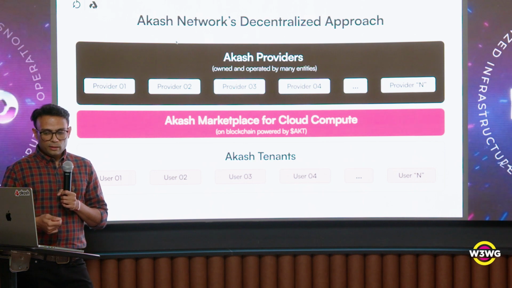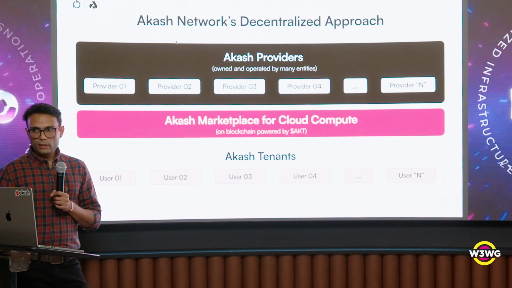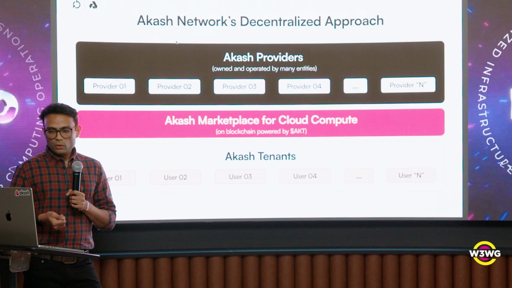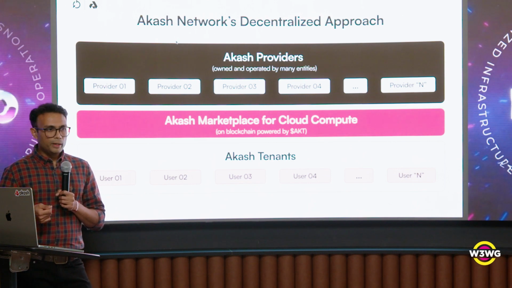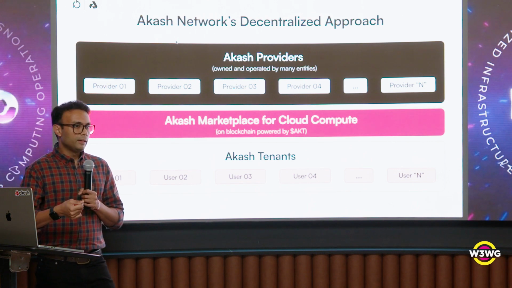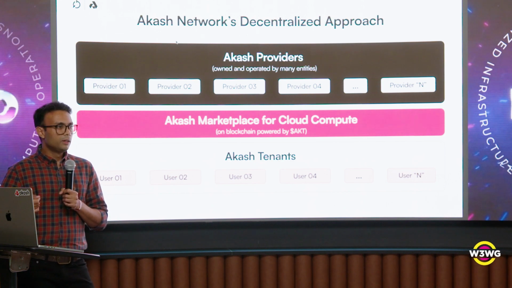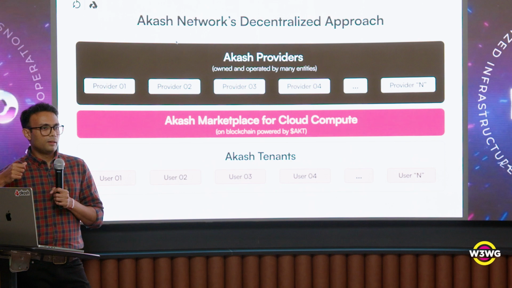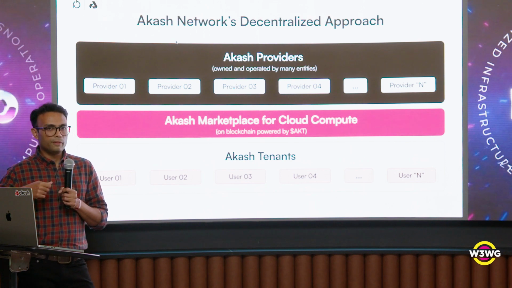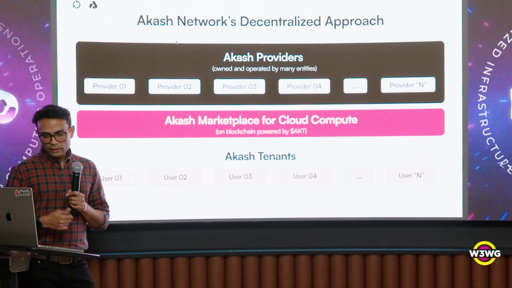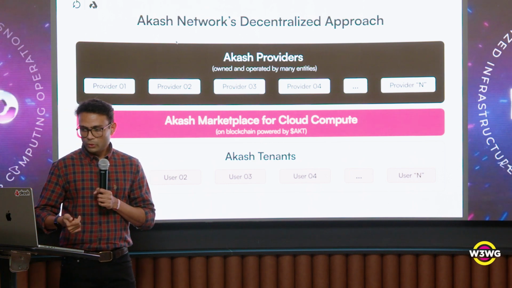And then further, by leveraging a blockchain, essentially our own app chain running on Cosmos, we're able to negotiate these leases really quickly and store all the lease information on the blockchain. That's how we leverage a blockchain to solve the problem of a lengthy contract negotiation process and having to do that over and over again. So that's essentially the Akash Marketplace for cloud compute.